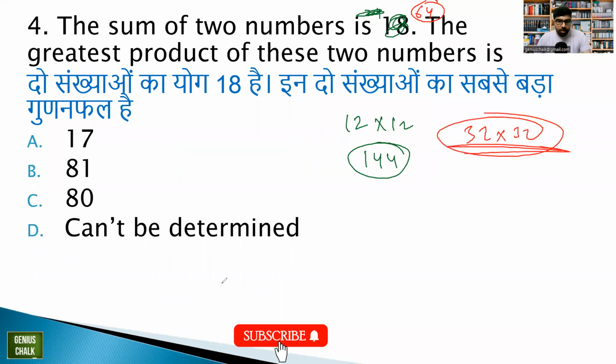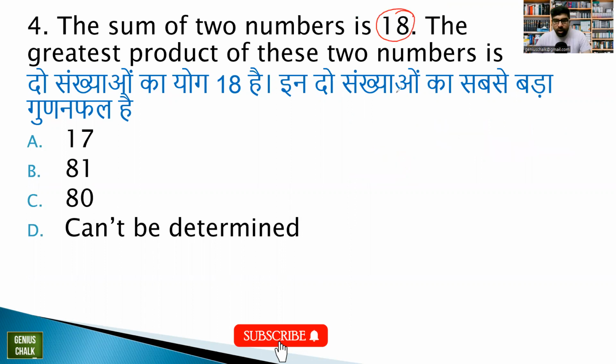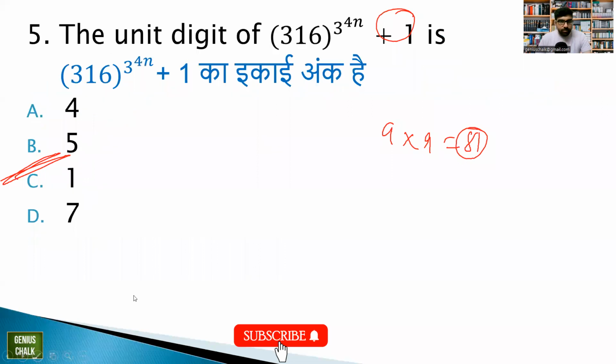So in this case, because the sum is given as 18, if I halve this, it will become 9, and you have already seen that 9 and 9 is 81. So the maximum possible product has to be 81. That is my answer. All right, let's come to the next one. It's saying the unit digit of this number is what?